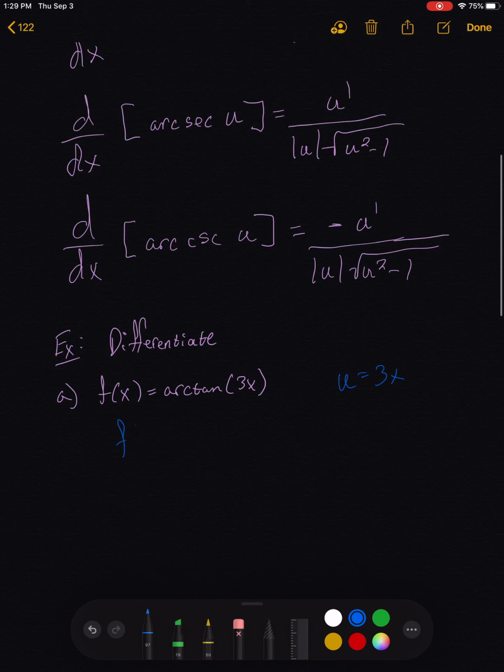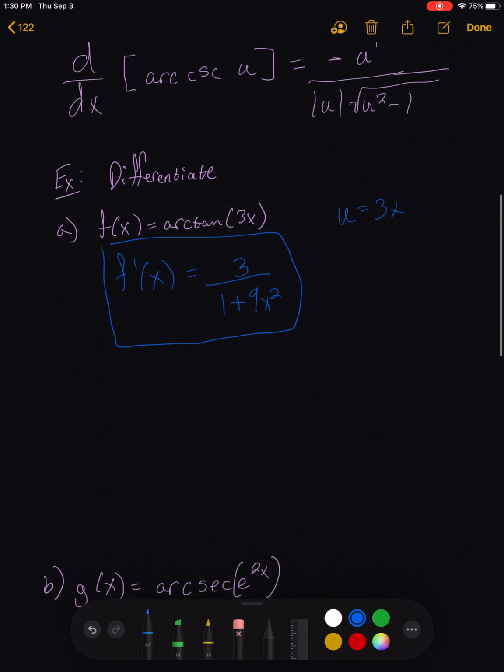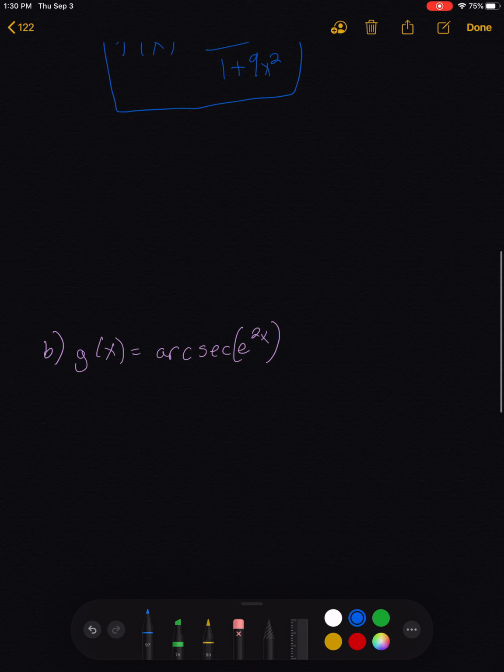So our derivative, f prime of x, then, is again u prime, so that's just 3, over 1 plus u squared. So 1 plus 3x squared would be 9x squared. Okay, so pretty straightforward in that case. We just have 3 over 1 plus 9x squared, not too bad so far. Let's take a look at another example.